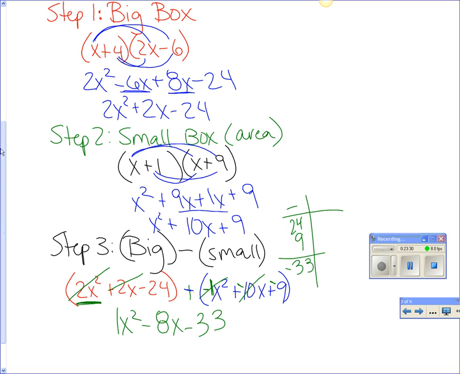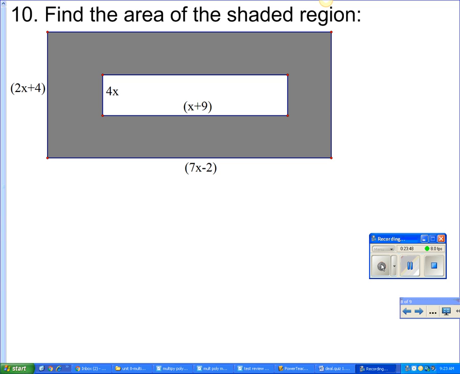So that's your answer. Is that a lot of work? It's a lot of work. Are you smart enough to do it? Yes. Okay? Y'all are all smart enough to do it. It's deciding whether or not you're going to be lazy or not. That's the question here. Okay? Last one. Find the area of the shaded region.